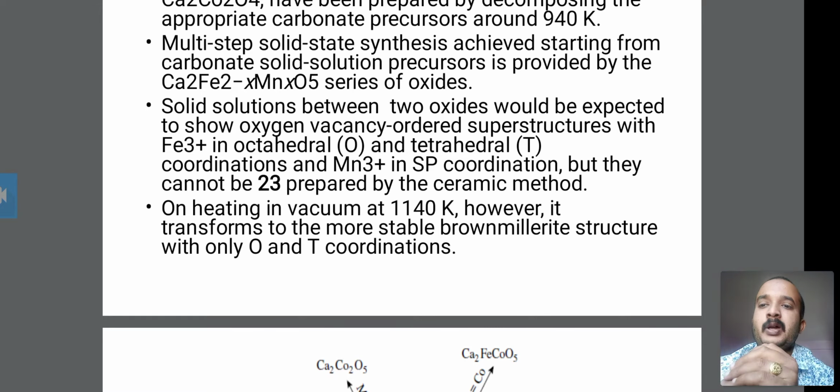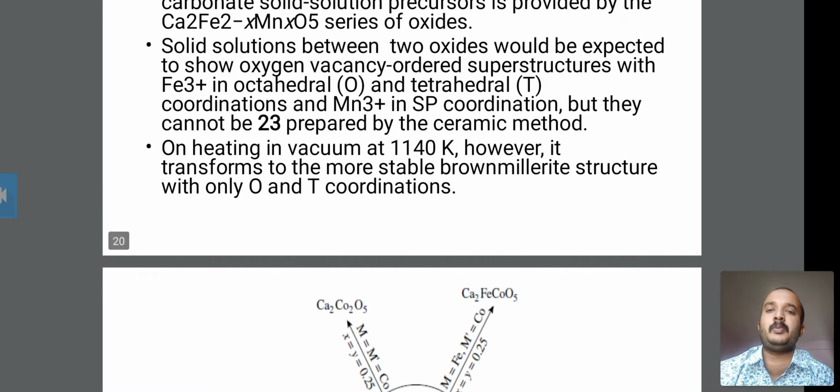Then on heating the solid solution in vacuum at 1140 Kelvin, it transforms to the more stable brownmillerite structure, with only octahedral and tetrahedral coordination.